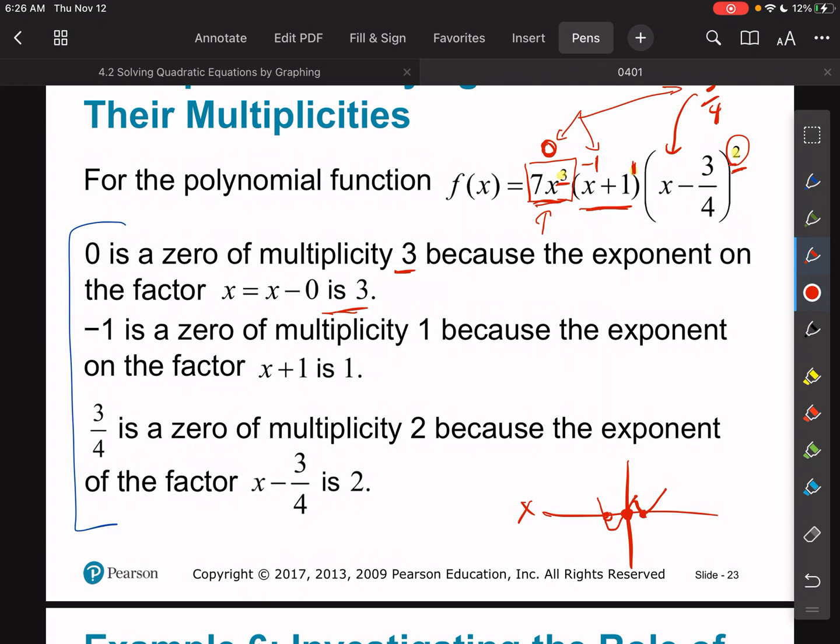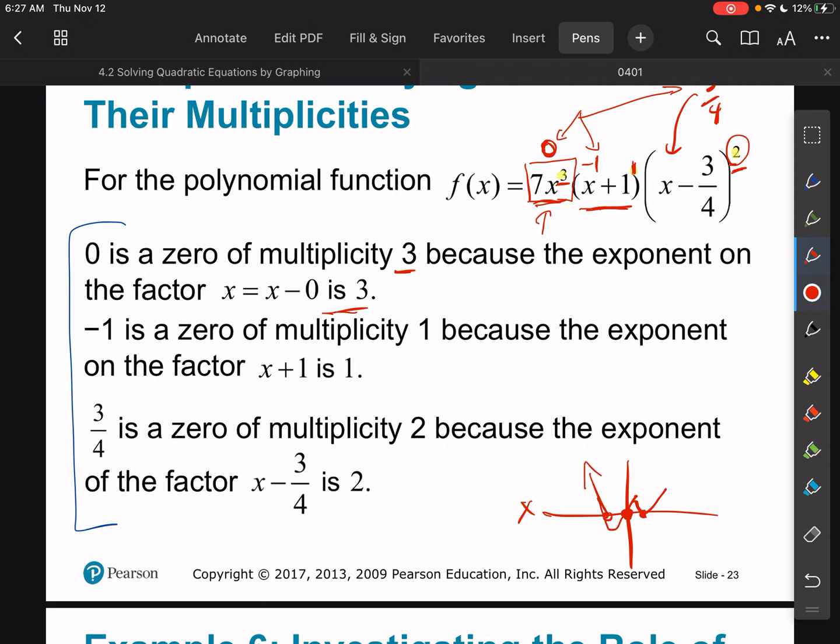And if we multiplied all these things together, we know that we would have either an even or odd function. If you multiply these x's together, you'd get an even function.